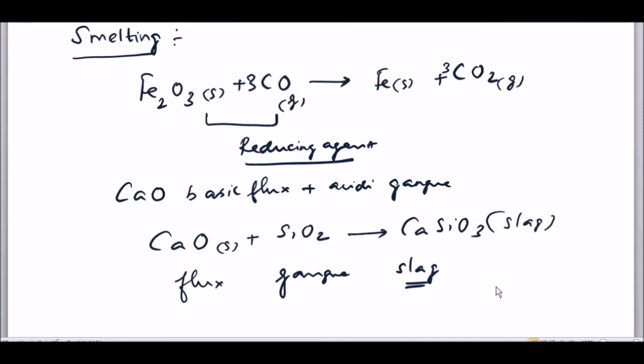Similarly, this smelting can be explained for some other substances like copper and nickel also. Smelting procedure. So in this smelting process, the carbon monoxide is playing a role called reducing agent. And next, reduction by using carbon.